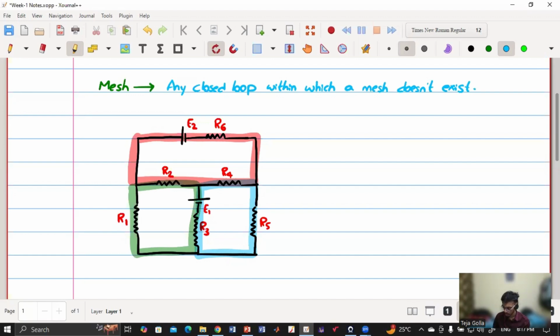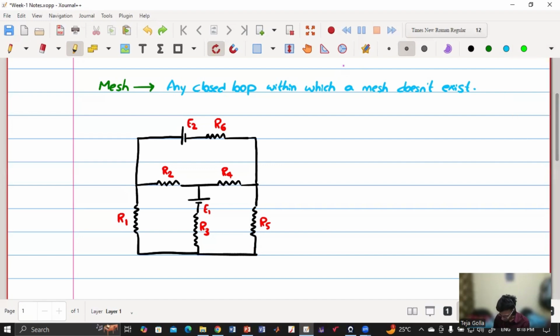Any doubts until this point? How to consider a mesh? What is a mesh basically? So identifying a mesh is important because the mesh that we consider will give us the equations to solve the circuit. If the mesh that you have considered itself is wrong, then you cannot apply whatever we are learning.